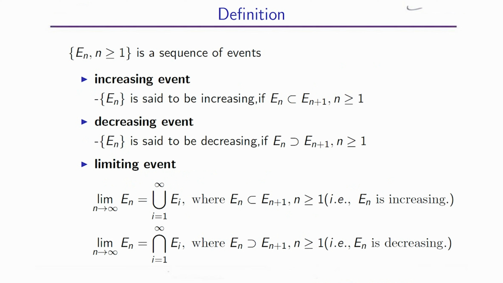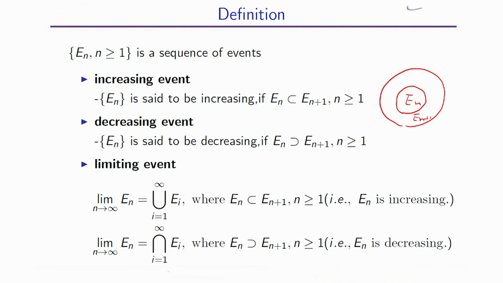Definition. If En is a sequence of events, then we want to define three kinds of events. The first kind is called an increasing event. En is said to be increasing if En belongs to En+1. So you can think of this as an increasing event, because the set is getting bigger and bigger.